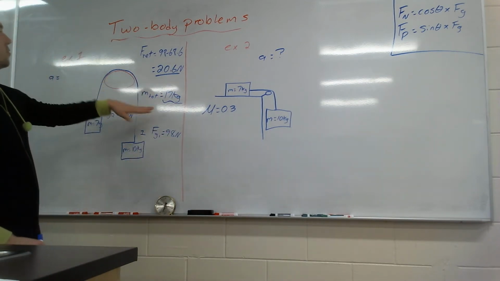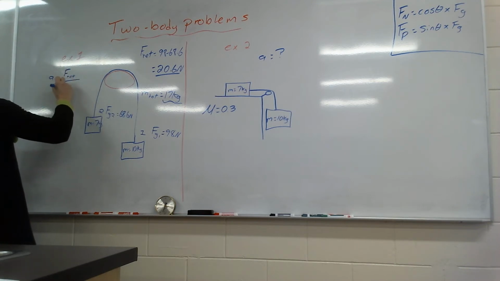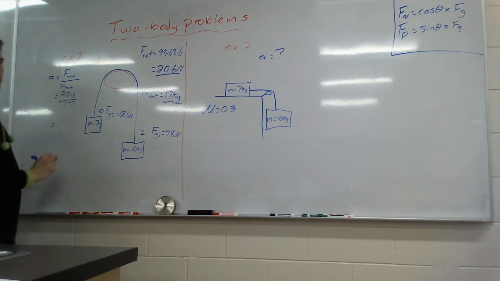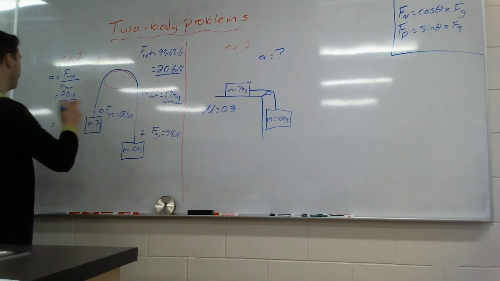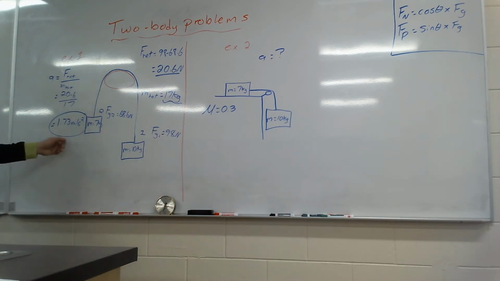So we have a net force, we have our mass total, so let's do this. Acceleration, we're going to put our force net on top, and now this will be mass total on the bottom. So I go 20.6 divided by 17, and I get an answer of, I put it on my sheet here, 1.73. So 1.73 meters per second squared. So there's your answer for this question.